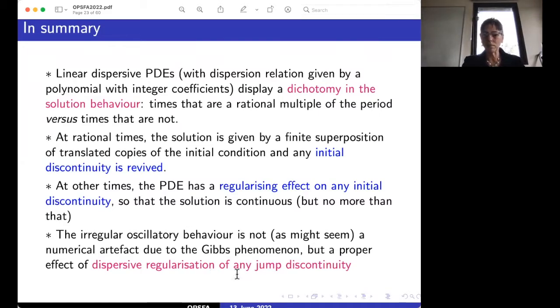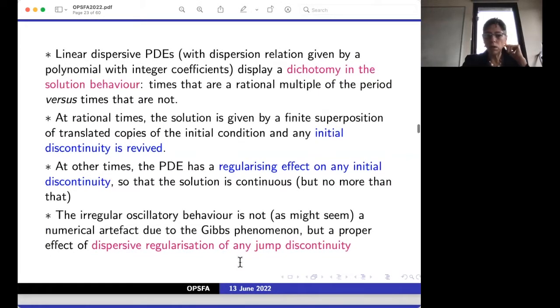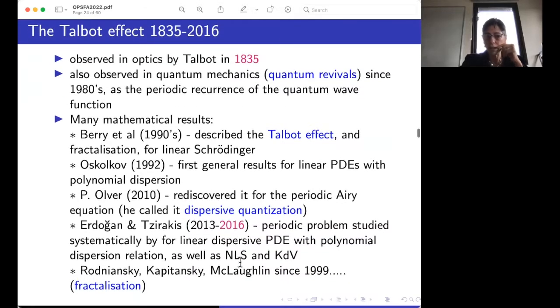There is a different mechanism, and there have been works on that as well. In fact, there has been a lot of work up to 2016, apart from the original observations by Talbot, and then in the 80s of quantum revivals, many mathematical results by Airy and his group, then Peter Olver, when they rediscovered it for the Airy equation, the third order problem. Erdogan and Tzirakis put a whole chapter in their book summarizing all the work that was done.